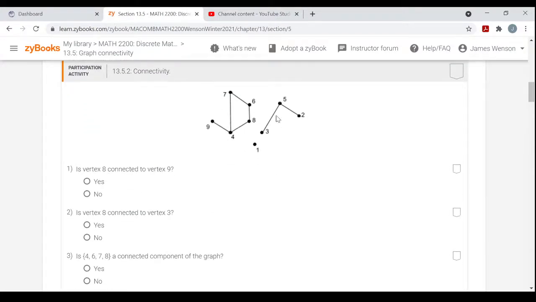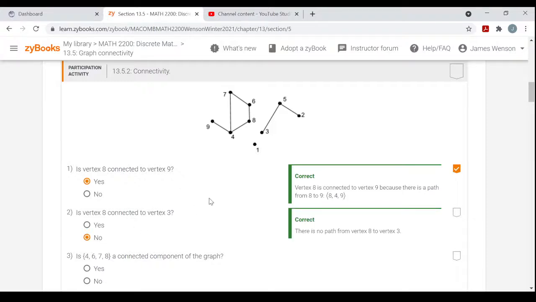All right, so look at this example here. Just answer some simple questions to start. Is vertex 8 connected to vertex 9? Well, yes. There's a path from 8 to 4 to 9. So there's a path from 8 to 9. Yes, they're connected. Is vertex 8 connected to vertex 3? No. There's no path connecting vertex 8 and vertex 3.